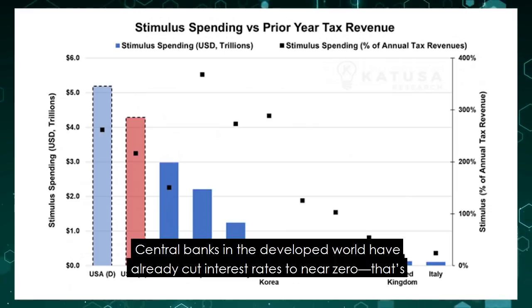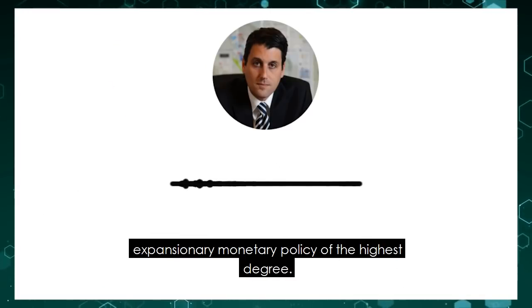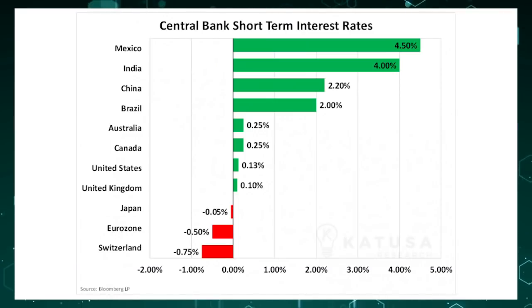Central banks in the developed world have already cut interest rates to near zero. That's expansionary monetary policy of the highest degree. So if you look at the chart right now, the central bank short-term interest rates, you see where things are going.